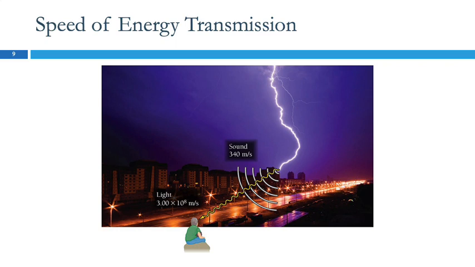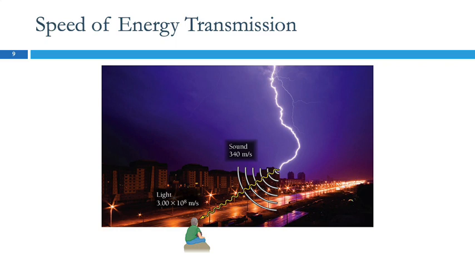This is a picture of a lightning strike. So lightning strikes this building, and we know that thunder happens when lightning happens, right? So if we're far away from this, we see the lightning strike, and then a few seconds later, we hear the crash, the thunder. That's because the sound is moving at 340 meters per second, while light is moving at 3 times 10 to the 8th meters per second.